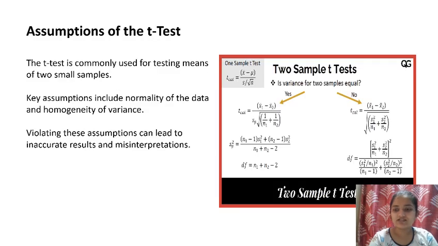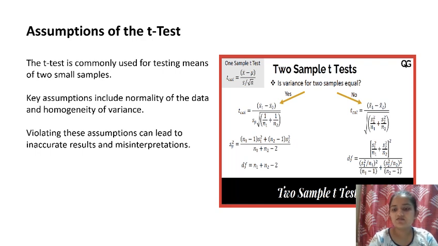And the assumptions of the t-test. The t-test is commonly used for testing means of two samples. Key assumptions include normality of the data and homogeneity of variance. Violating these assumptions can lead to inaccurate results and misinterpretation.